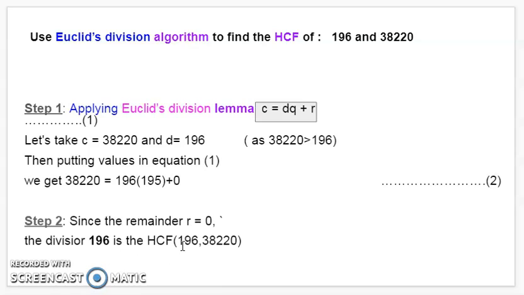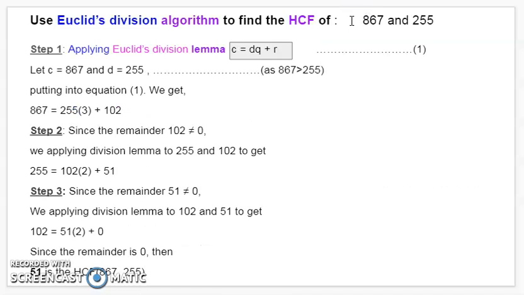So here 196 is the HCF of 196 and 38220. Okay, now we have the next example, and the same way we have to find the HCF between these two values, 867 and 255. So we have to again find the HCF with the help of the division algorithm, the same series of steps.